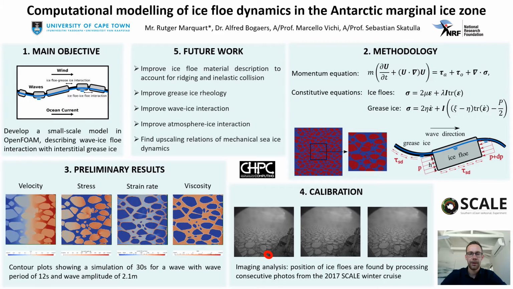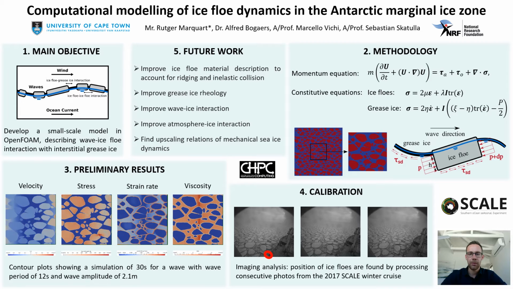In the third box, I show you preliminary results of a realistic sea ice layout subjected to a wave period of 12 seconds. The main variables in the small-scale model are shown, which are the velocity, stress, grease ice strain rate and grease ice viscosity. As you can see, results are detailed, which means that we can map, for example, ice flow collisions. Also, we can have a close look at the interface between ice flows and grease ice, where a significant increase in strain rate can be found. This results in a lower viscosity at the interface.